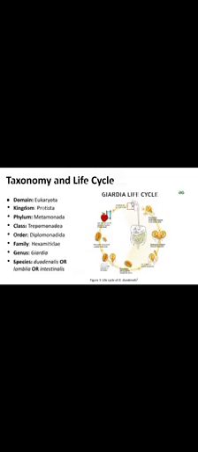For the taxonomy of the parasite, its domain is Eukaryota, the kingdom is Protista, the phylum is Metamonada. The class is Trepomonidae. The order is Diplomonadida. The family is Hexamitidae. The genus is Giardia, and the species is duodenalis. I also included Lamblia and intestinalis for the species because all three are the exact same. They just sometimes go by different species names.